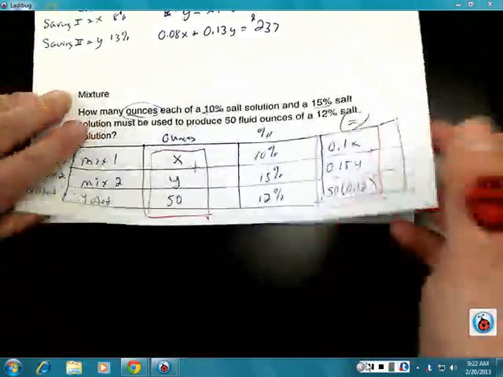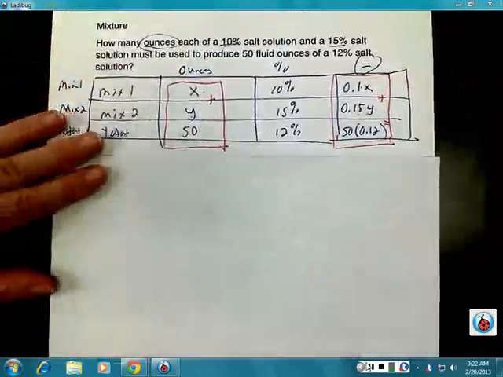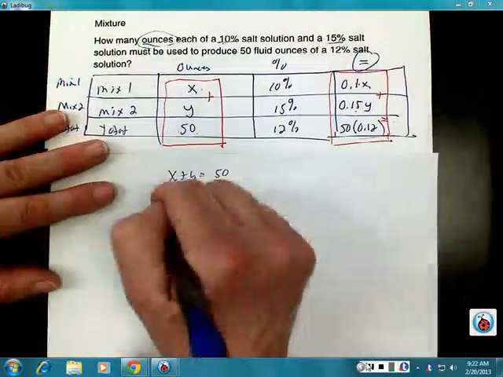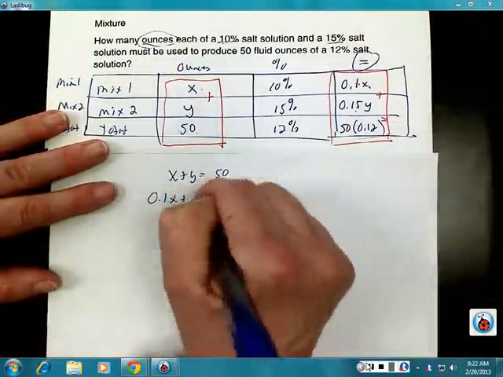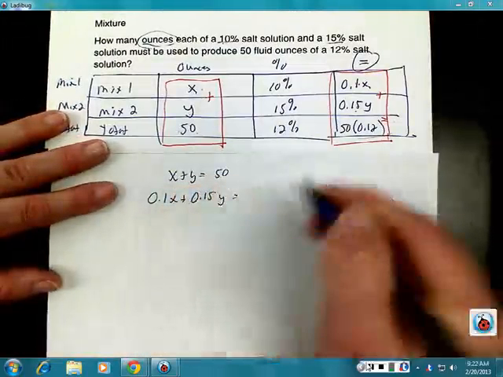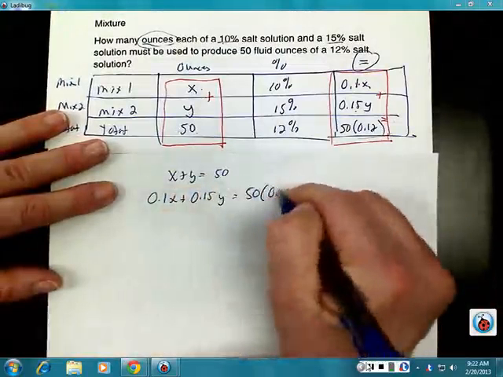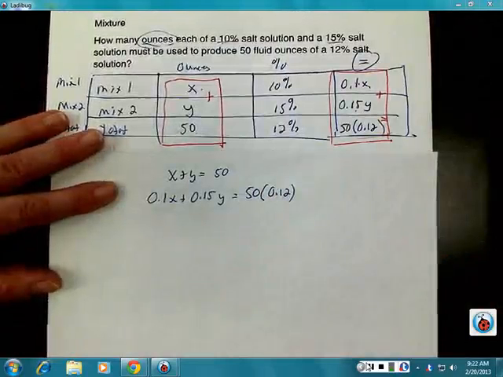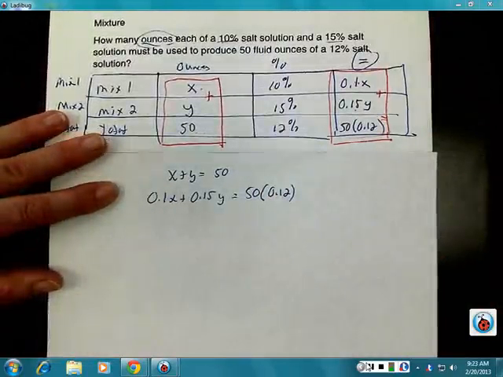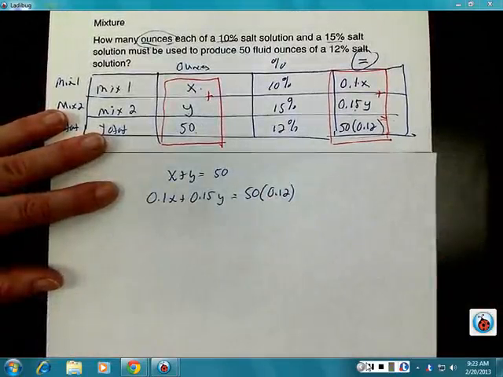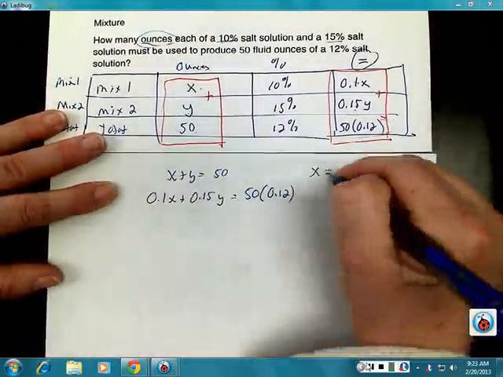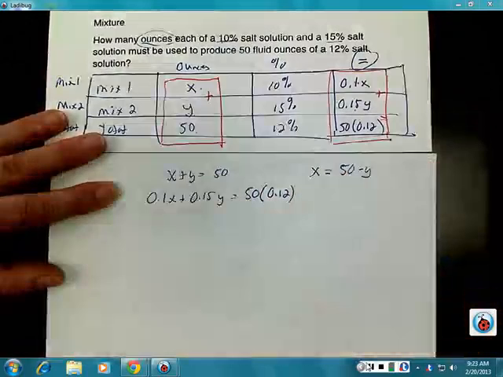But I need to find my spare sheet of paper here to write out my two equations. So my two equations happen to be x plus y equals 50, and the other equation is 0.1x plus 0.15y is equal to 50 times 0.12. Okay? Okay, so let's finish it. We'll solve this one. So, what do I want to use? Probably substitution. Get a letter by itself, so x is equal to 50 minus y.